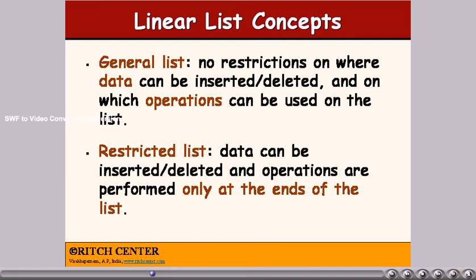General lists are the ones which don't have any restrictions on where a new item can be inserted or from where the item is to be deleted. Also, which operations can be used are not fixed. We can do a lot of operations on the general list. Whereas restricted lists are the ones where data can be inserted and operations are performed only at one or two ends of the list.